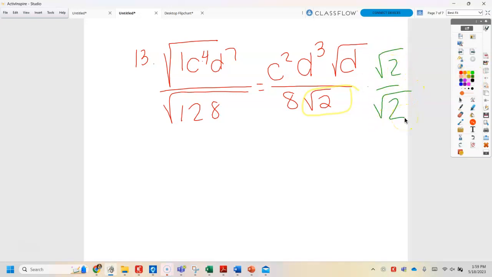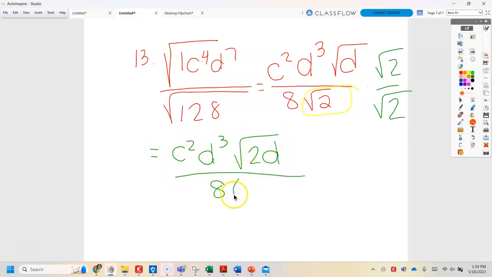So this one's a little trickier than the other problem because now you have all these other pieces in here. So we had c squared d cubed, root 2d over 8 times just the number 2, because the square root of 2 times the same square root becomes the number.